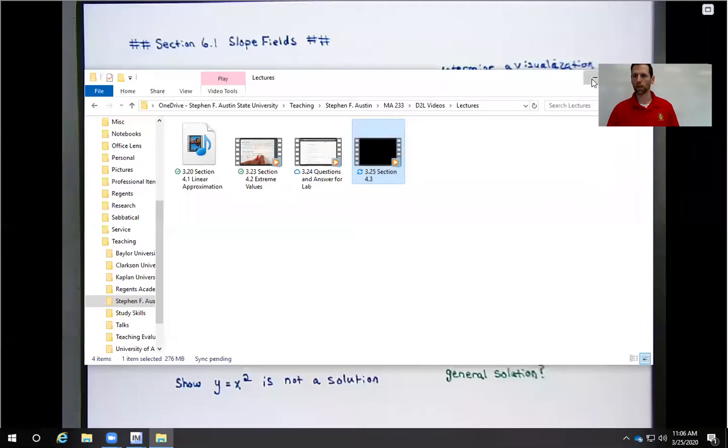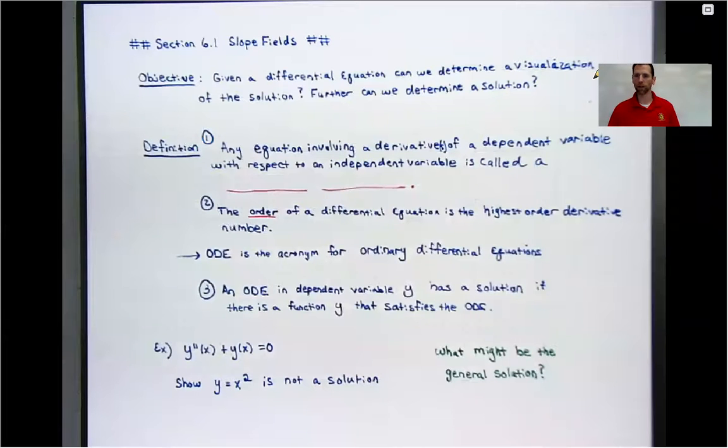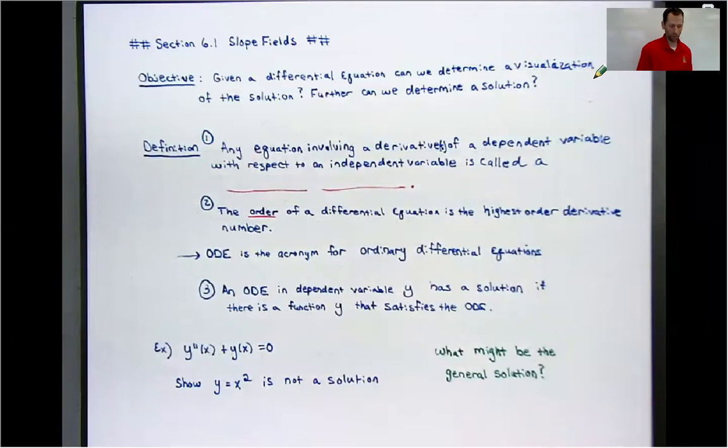Okay, so in this video, we're going to talk about slope fields and some nomenclature of differential equations, ordinary differential equations, in the context of your knowledge of Calculus 1. Our primary objective is: if you're given a differential equation, can we determine a visualization of a particular solution? And how could we even verify if we had a solution? Those are the things that we're trying to determine in this little lesson.